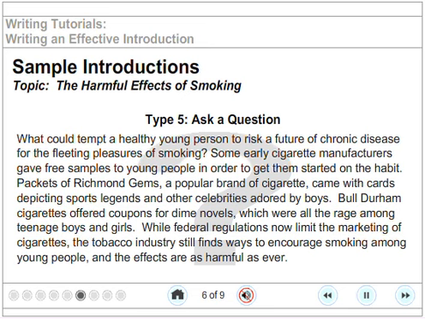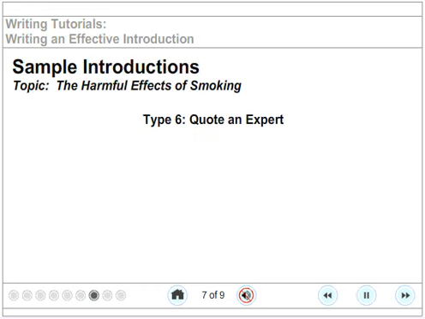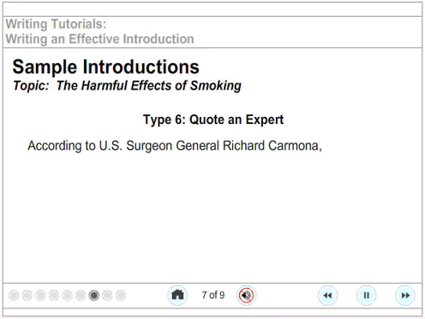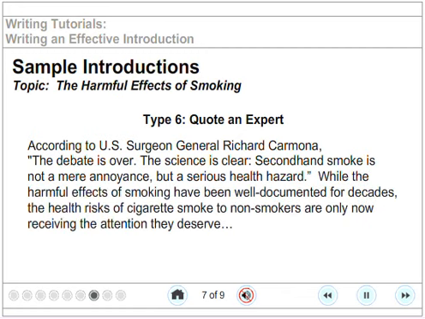The writer of this essay about the harmful effects of smoking on young people begins with a question in order to gain and keep the reader's interest. Type 6. Quote an expert. According to U.S. Surgeon General Richard Carmona, the debate is over. The science is clear. Secondhand smoke is not a mere annoyance, but a serious health hazard.